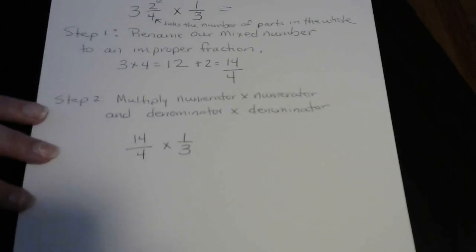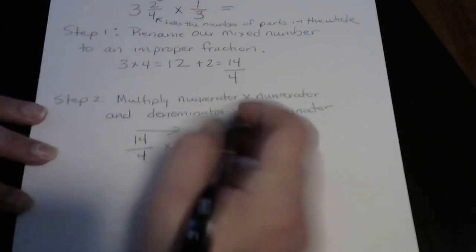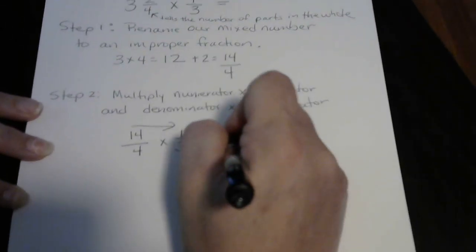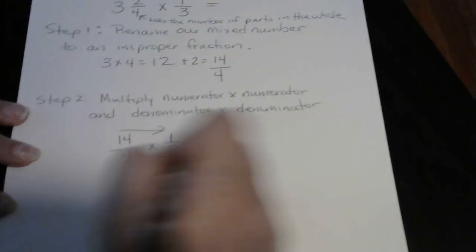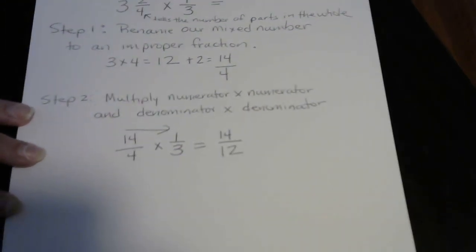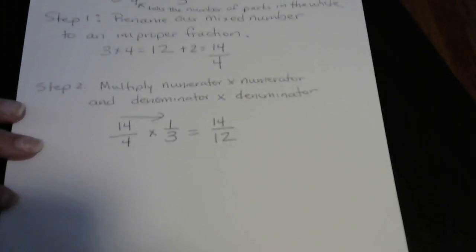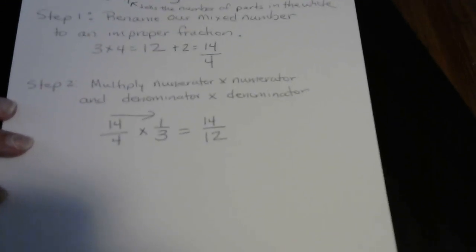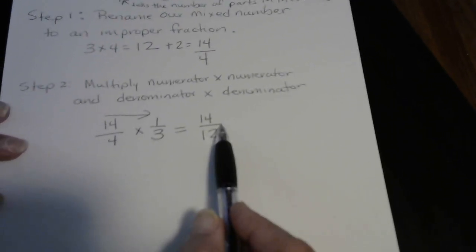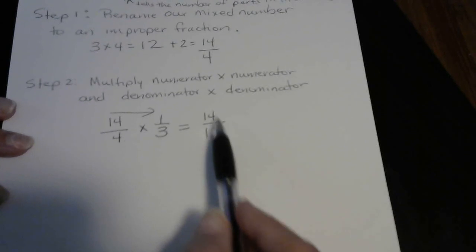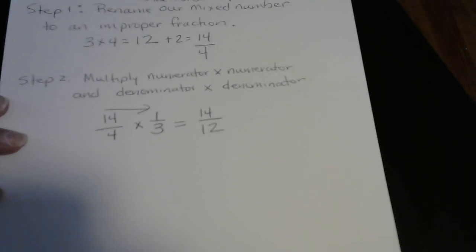Okay, guys, I'm going to multiply straight across. 14 times 1 is 14. 4 times 3 is 12. So now I have 14 twelfths as my product, but this is an improper fraction, and they are both even numbers, so it's not in simplest form.